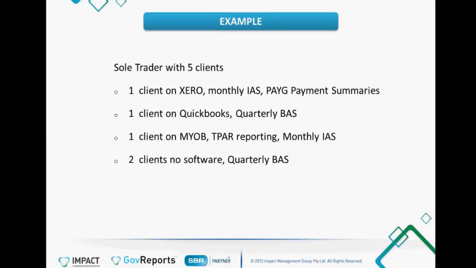14 lodgements for the Xero clients, 5 lodgements for the QuickBooks client, 14 lodgements for the MYOB client, and 10 lodgements for the 2 clients that do not use software. Together, if I was to add this to my CLM calendar, I would have 43 lodgement deadlines that I have to do to maintain the business of these 5 clients.